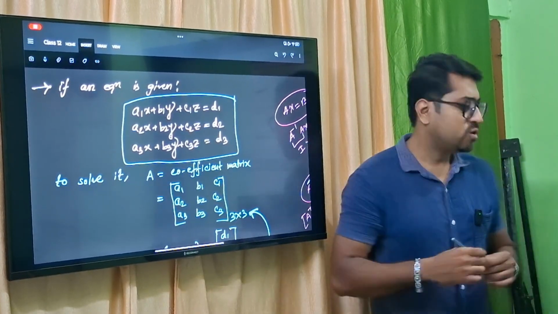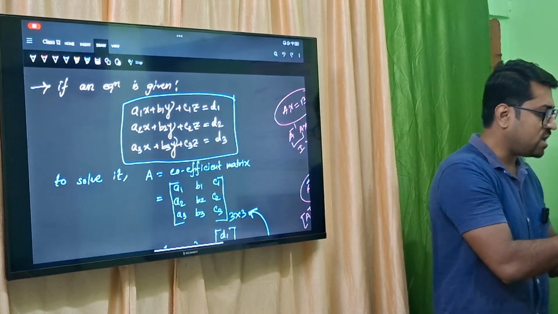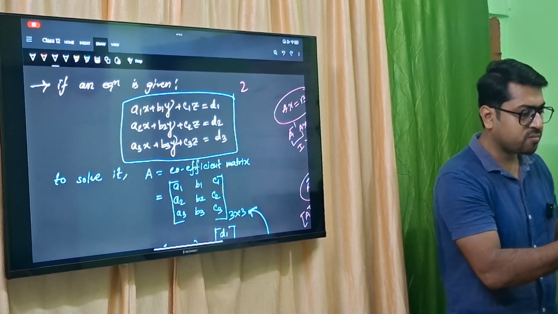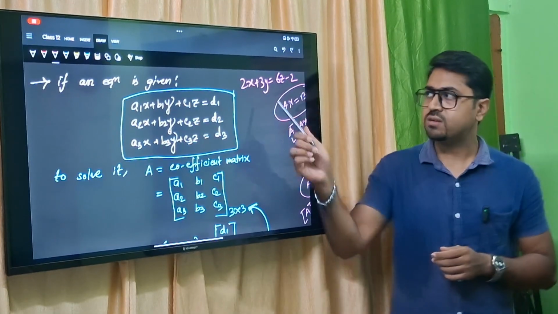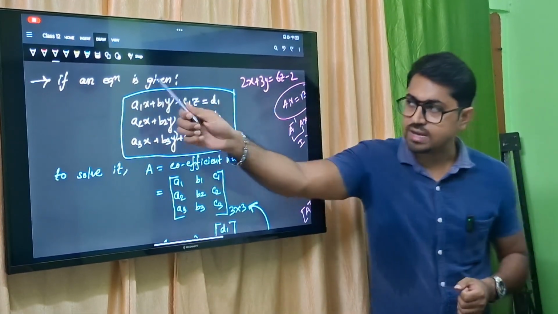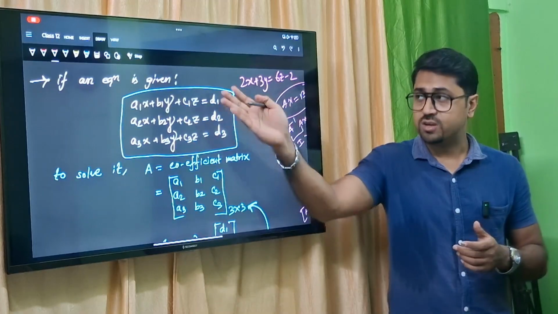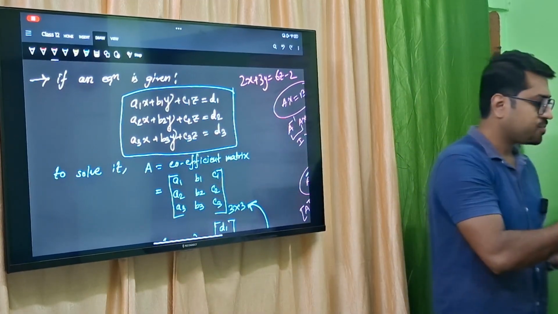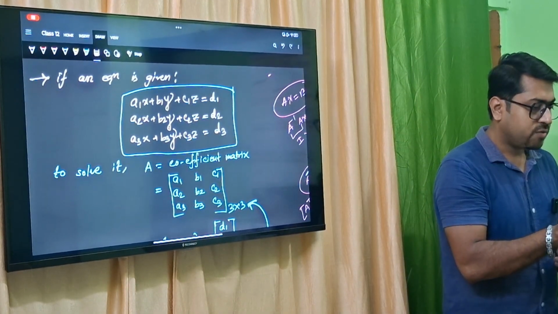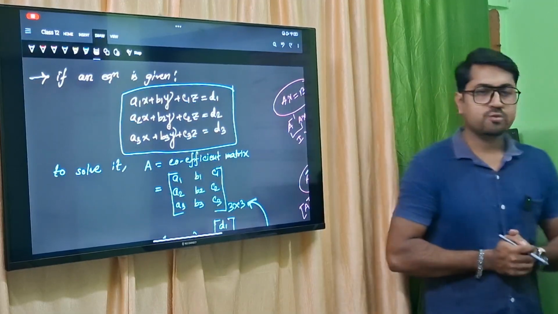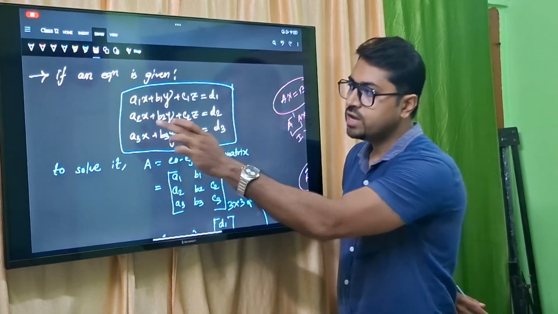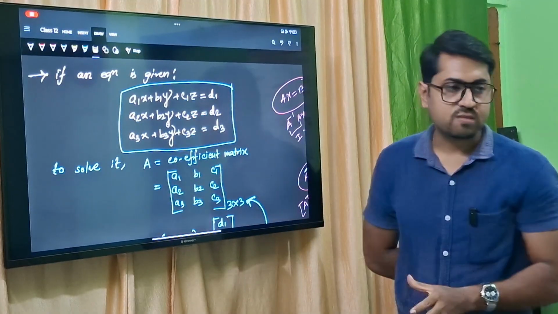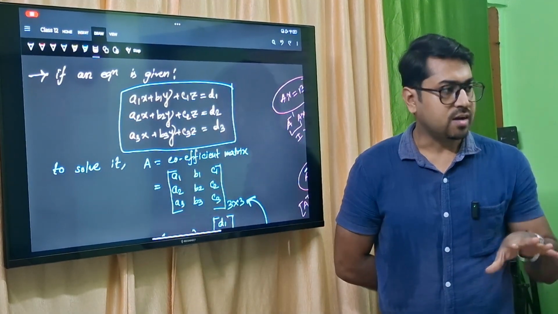Of course, in the question, the equations can be in the form of 2x plus 3y equal to 6z minus 2. It can be given in that format, but you have to make it in this format of the equation. That is called general format of the linear equation. So if you have been given this kind of equation, then what are a1, b1, c1, d1, a2, b2, c2, d2? These are the constant terms.